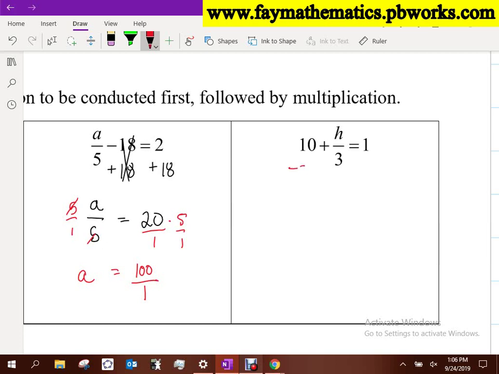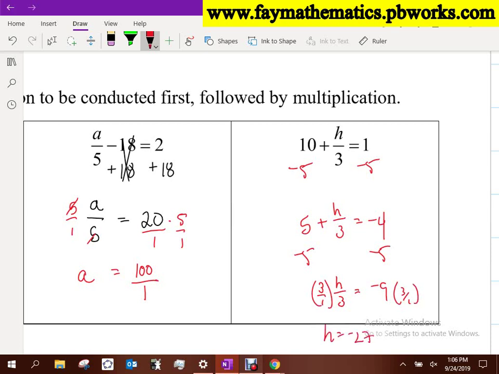Okay, think about this. Could I subtract 5 here? As long as I subtract 5 there? Now think about this. That would give me 5 plus h over 3 equals -4, right? Well, let's subtract 5 again. Does that give me h over 3 equals -9? Now would you multiply both sides by 3 over 1? So that'd give me h to be -27, right? Let me go back, because I subtracted 5, and then I subtracted 5 again, right?